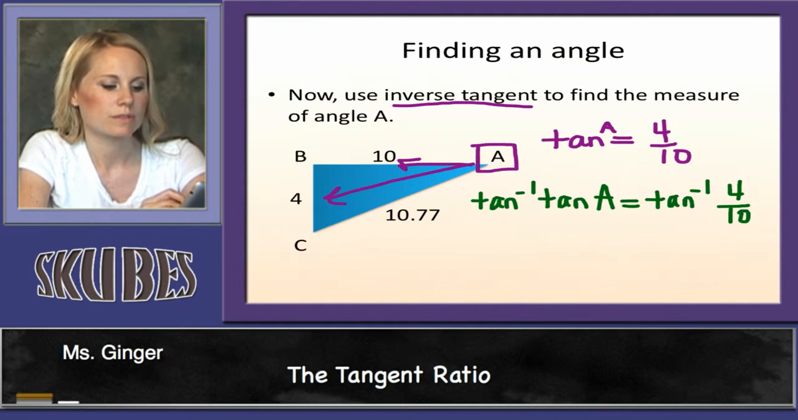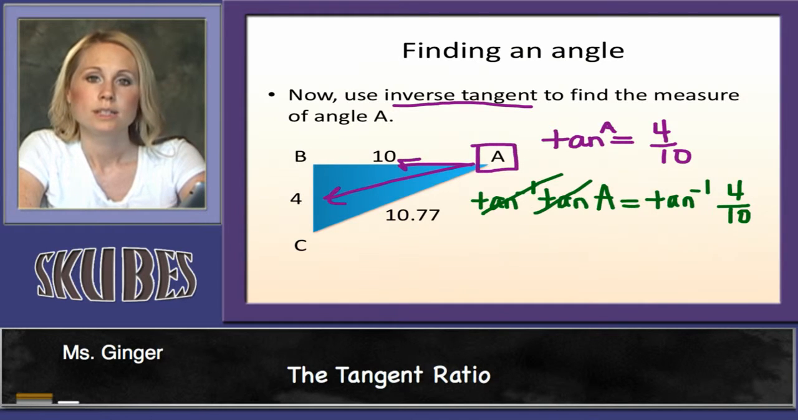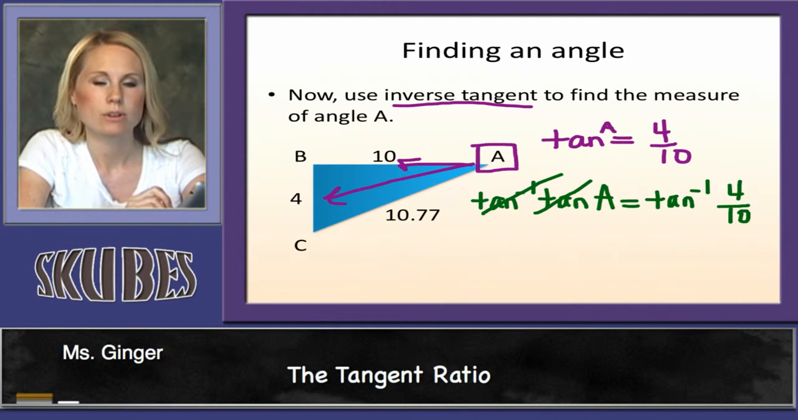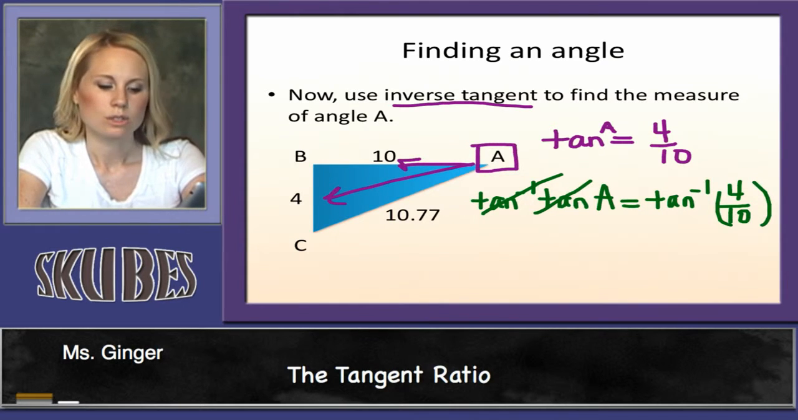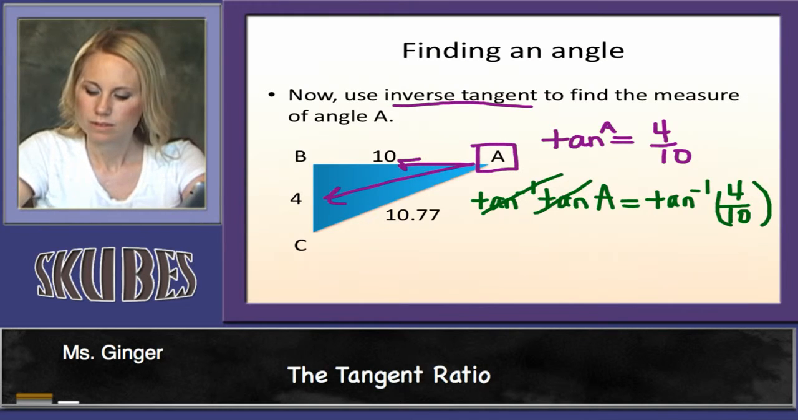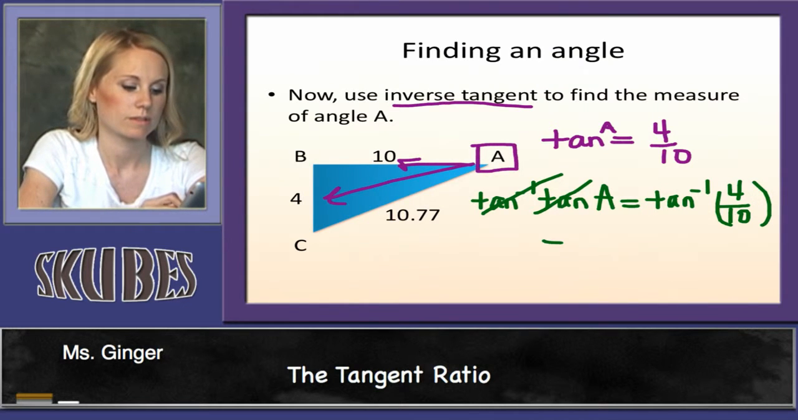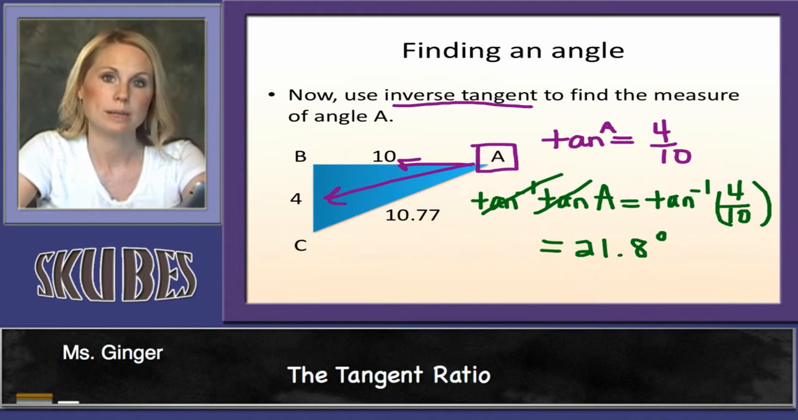So tan inverse of tan is going to leave A by itself for me. And I'm just going to type in tan inverse of 4 over 10 over on this side. So you check that out, type it in, see if you come out with the same value. When I calculated mine, I got 21.8 degrees. You want to make sure your calculator is in degree mode as well.